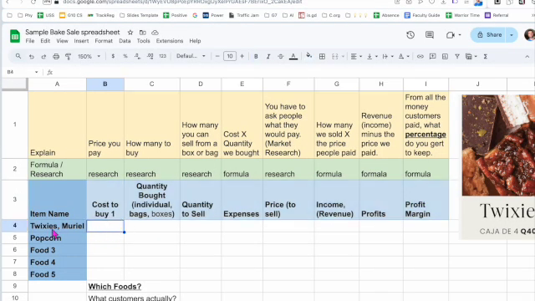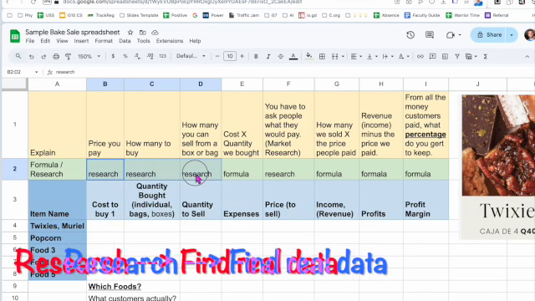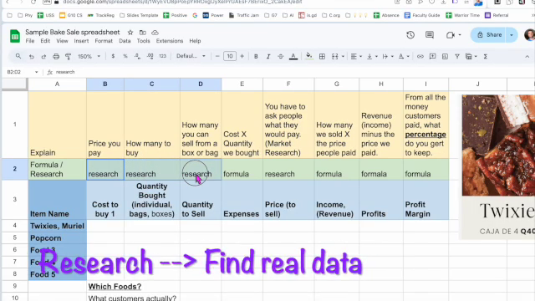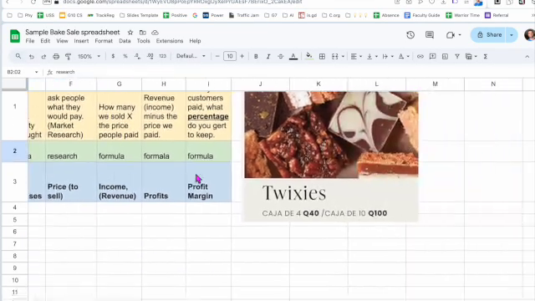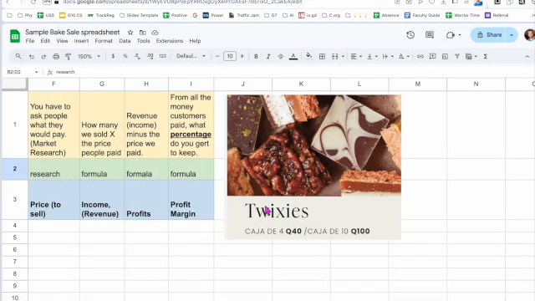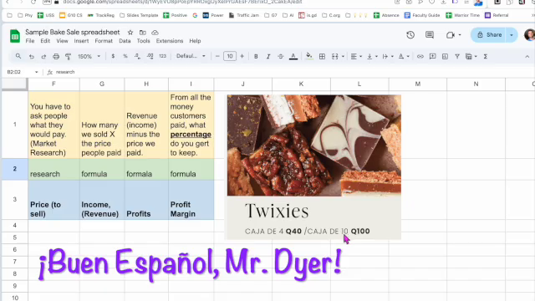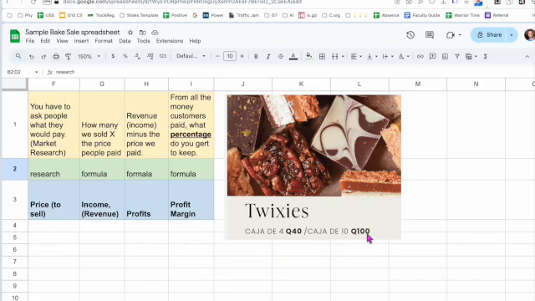Let's take two examples. Twixies from Muriel. Okay, the cost to buy one what? We're going to buy one box of Twixies. How do I know how much that is? Well, I have to research it and ask the people in my group. I go to the Twixies part of the Muriel menu and I see that una caja de 10 is 100Q.